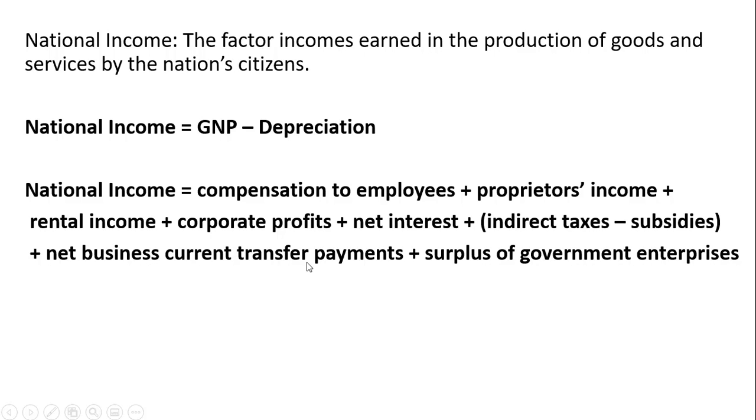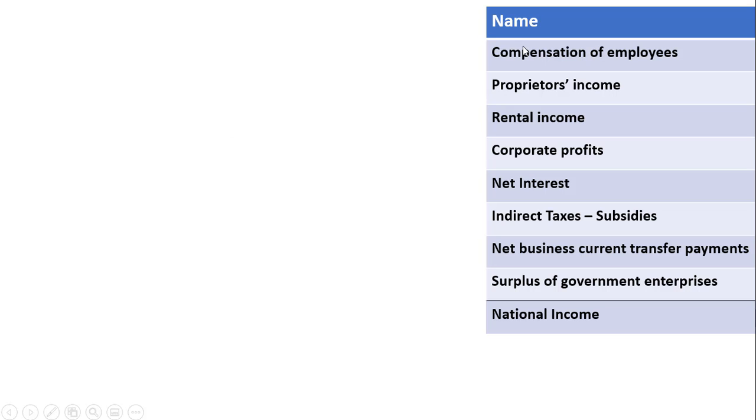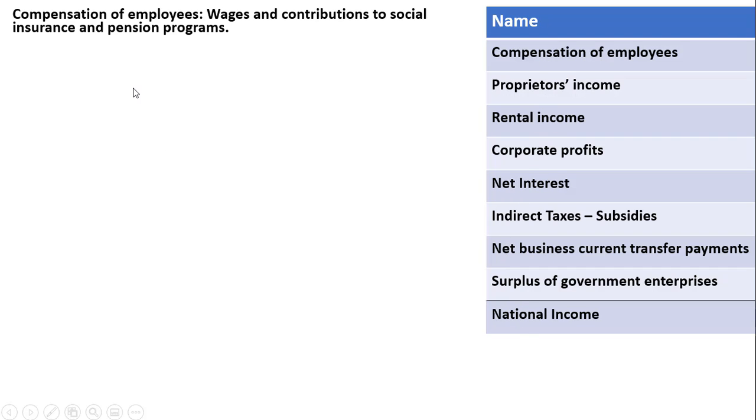The last two components here in this last line, some textbooks won't talk about them or include them. So here is all the components that make up national income. If we're going to sum all these up, we get national income. And just briefly, some definitions.